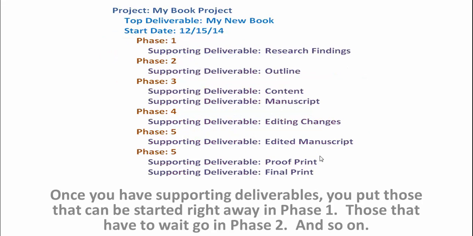Once you've got your supporting deliverables, you put them into phases. And phases can have one or more. The key is that phase 1 has the supporting deliverables that can get started right away. Phase 2 has to wait for phase 1 to be done, and so on. So in phase 3 we can work on content and manuscript at the same time, right?